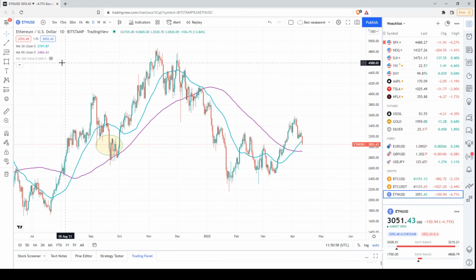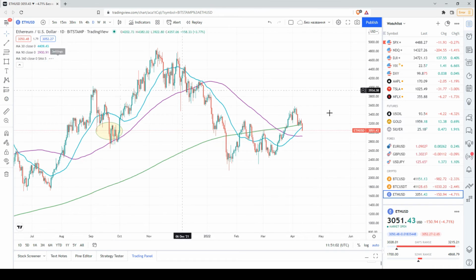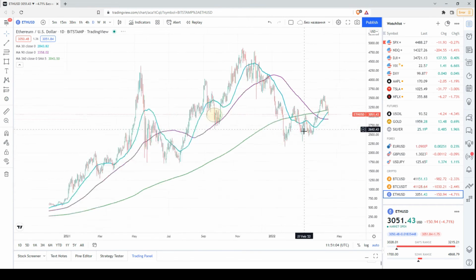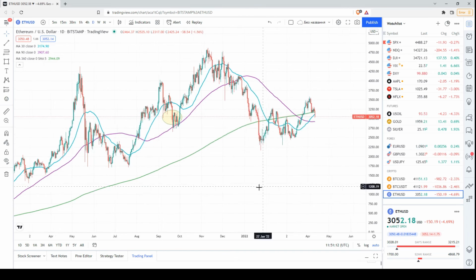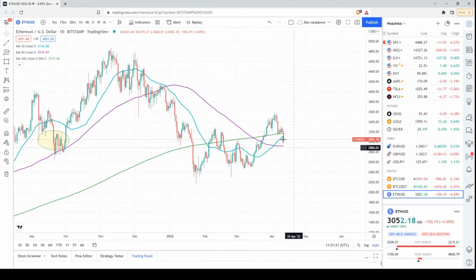I would like to mention that let me also add the 1-year moving average. We're also at the 1-year moving average. Since the beginning of the bull market, the price has been mainly above the 1-year moving average. Now we see that the price is at the 1-year moving average. Of course, we had a dip here. The price was below the 1-year moving average. Now we're at the 1-year moving average.